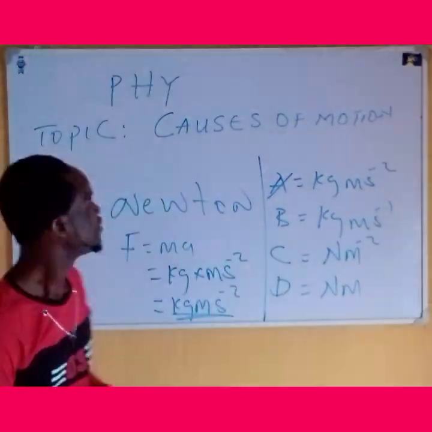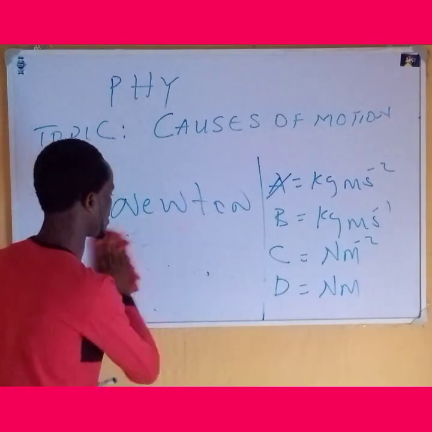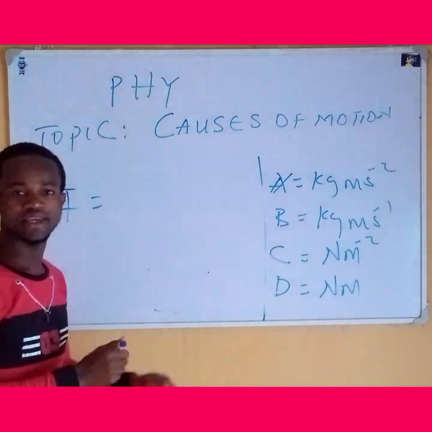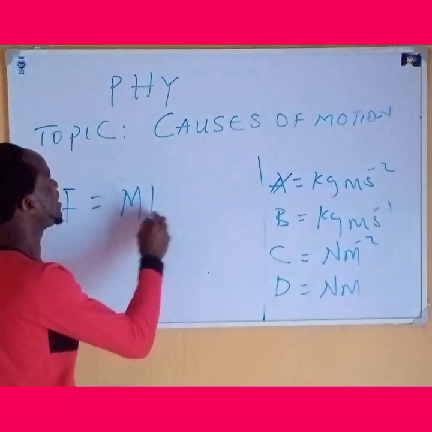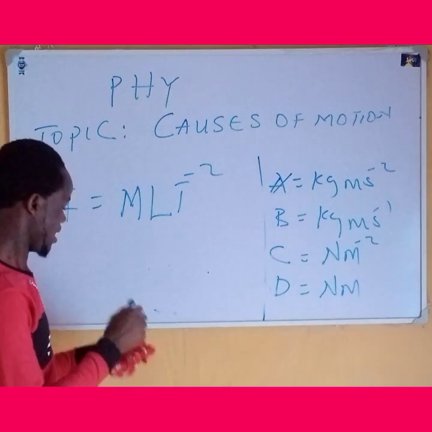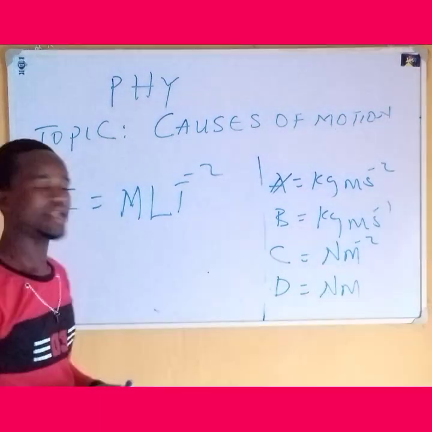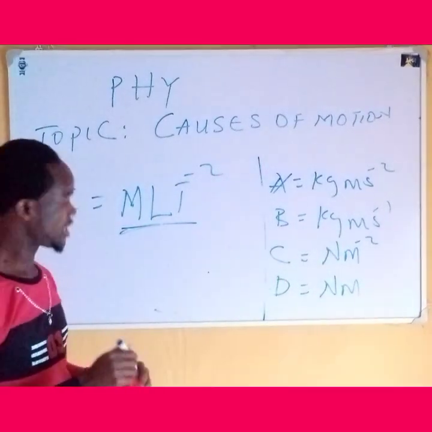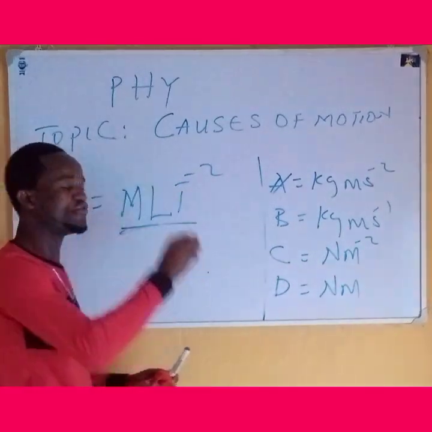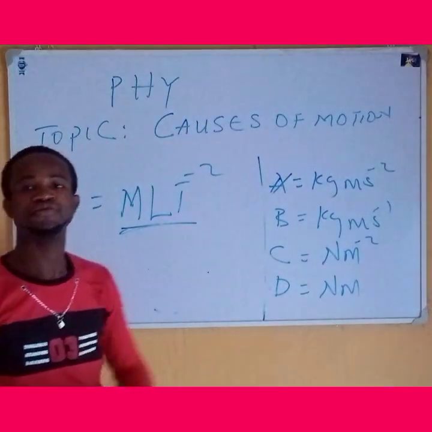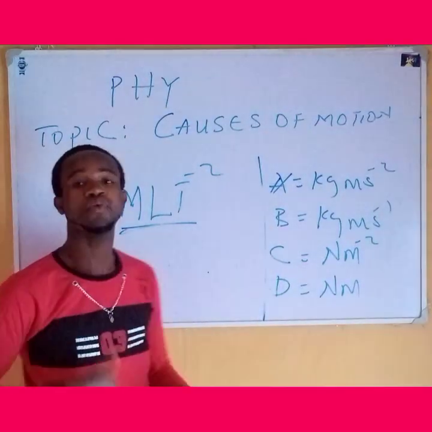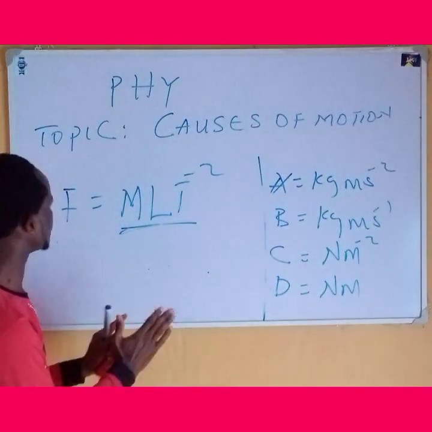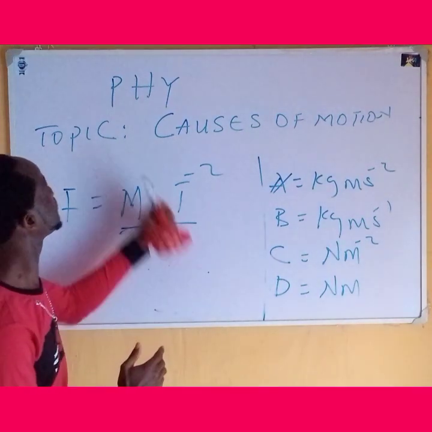Good. Now, force has dimension. Okay? The dimension of force is MLT to the power minus 2. That is the dimension of force. Okay? Good. So force is dimensionally given as this. I hope we are still moving together. Alright. Good. Now, these are the peculiar properties and detailed explanation of force.